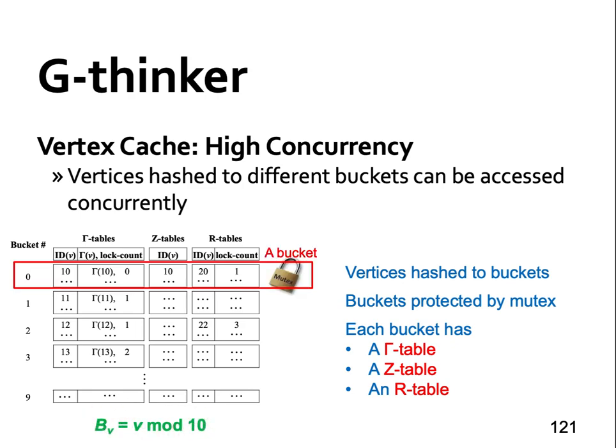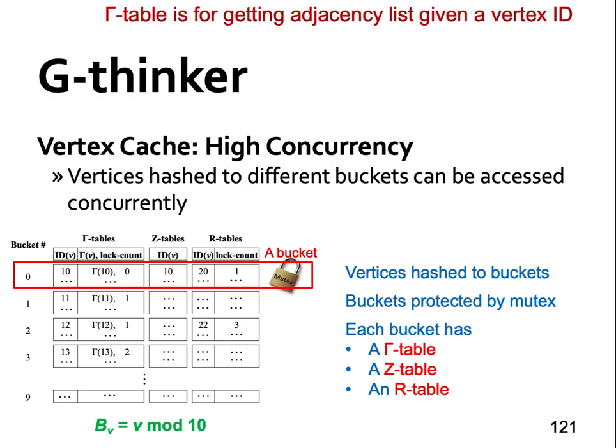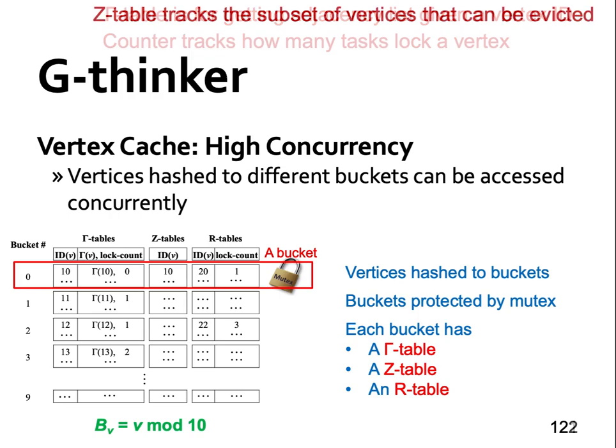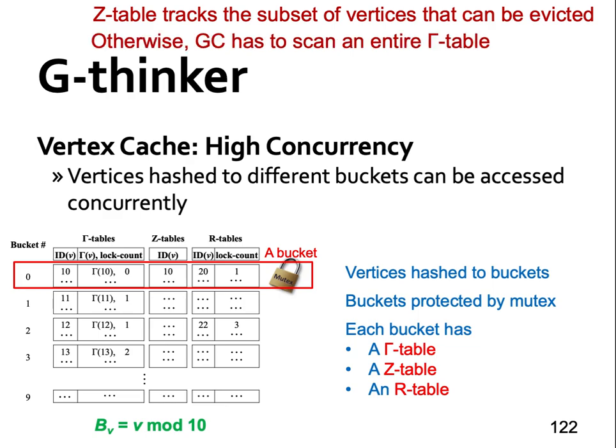Each bucket is protected by a lock, so that only one operation can be carried out each time. A bucket has 3 containers. Gamma table keeps the adjacency lists. It also keeps the counter to track how many tasks lock a vertex. Z table, or zero table, tracks which vertices are no longer needed by tasks. With Z table, we do not need to scan the entire gamma table when evicting vertices.